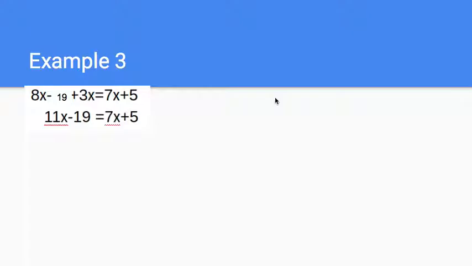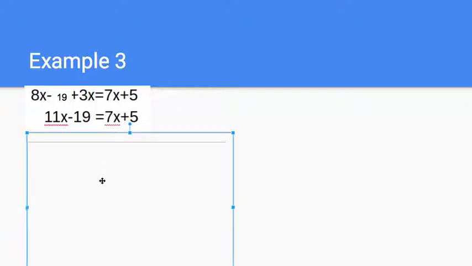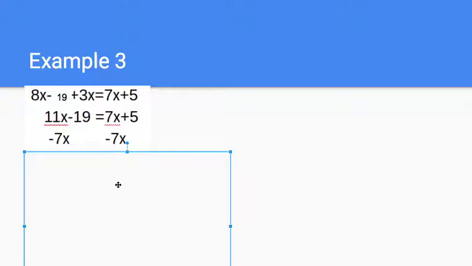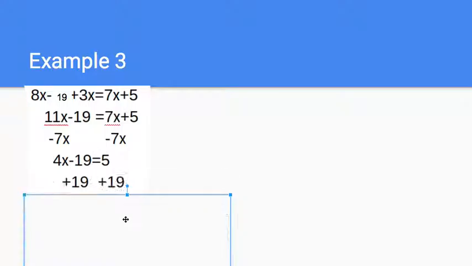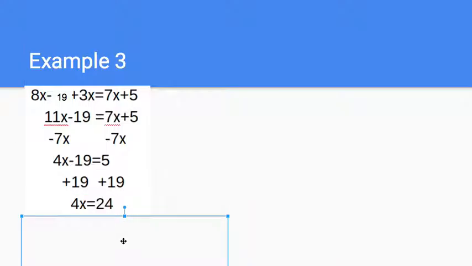8x minus 19 plus 3x. That's going to be 11x. Okay, sorry about that. Now I want to get rid of the variable, and I'm going to get rid of the smaller one, 7x. I get rid of that by subtracting. So I subtract 7x on both sides. This gives me 4x minus 19 on the left-hand side. On the right-hand side, I have equals 5. I want to get rid of minus 19. I do that by adding 19. So I get 4x is equal to 5 plus 19, which is 24. Divide both sides by 4. x equals 6.